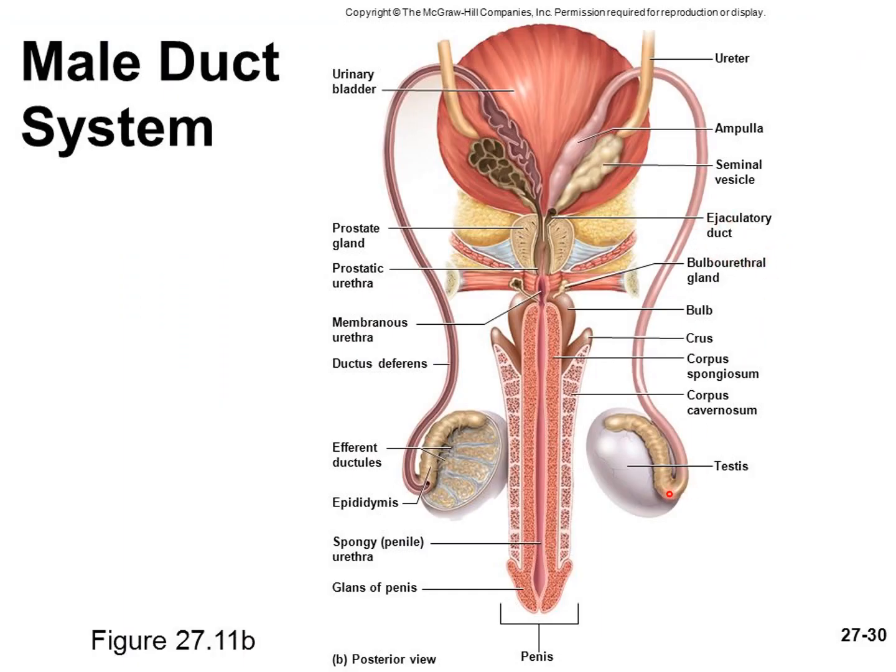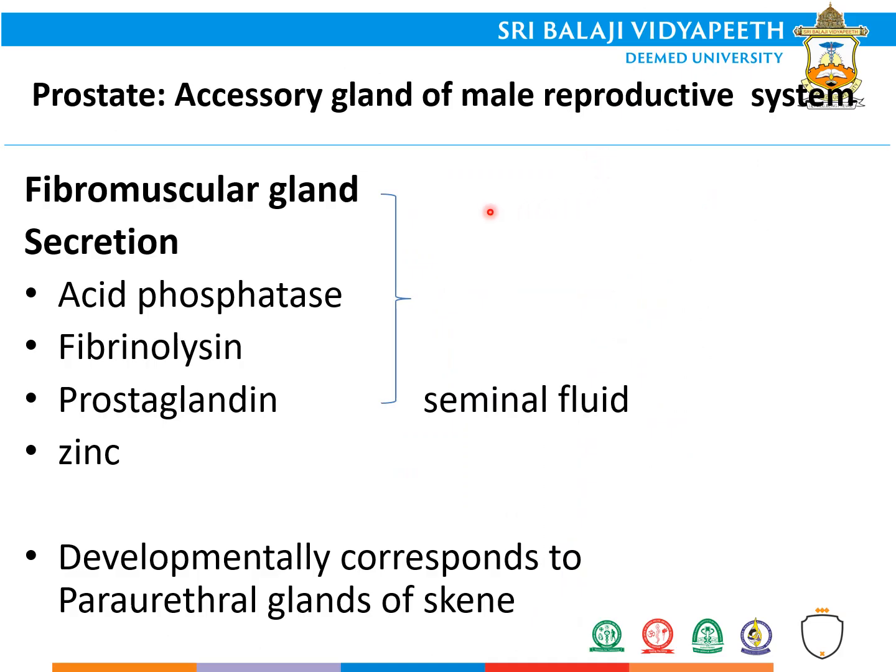So this is the entire male duct system, which is again projected here. The epididymis, the vas deferens here, then this is the duct of the vas deferens, this is the ampulla of the vas deferens, and this is the seminal vesicle joining to form the ejaculatory duct. The prostate gland.